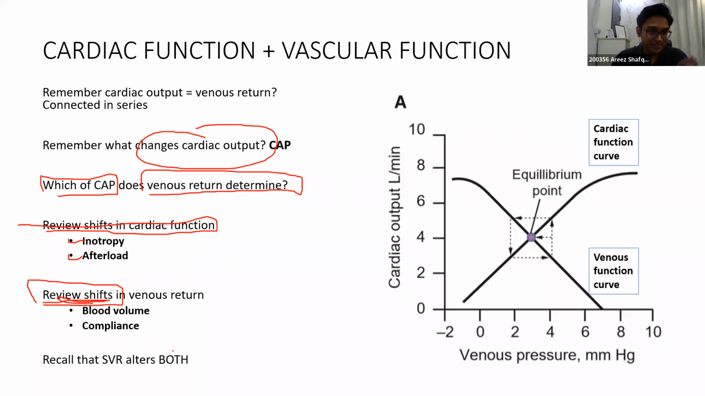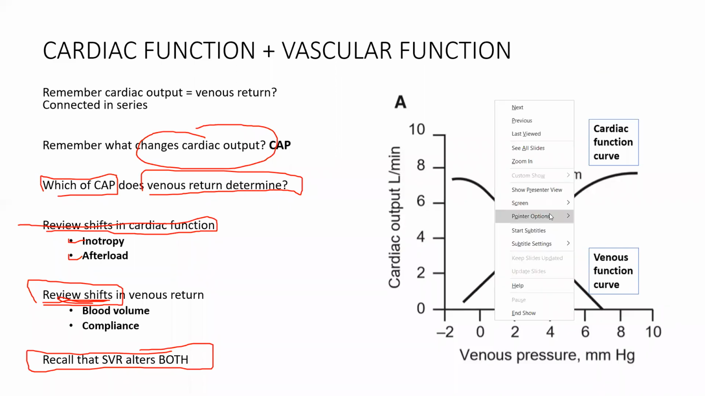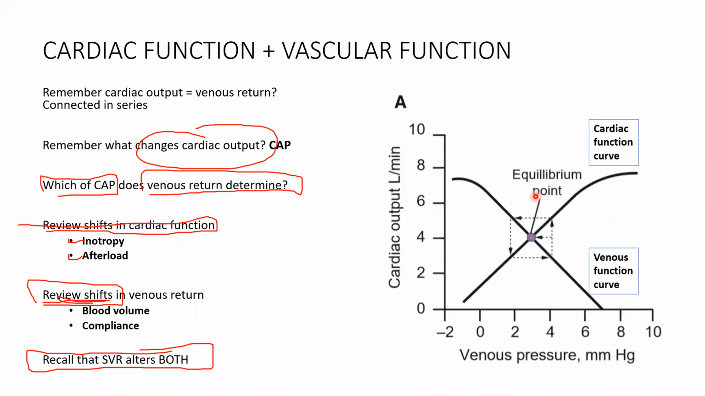Also remember, as we just had this discussion, systemic vascular resistance, changes in resistance, alter both. It alters the slope of the venous return curve and it shifts the cardiac function curve up and down. Okay. So I hope you're getting the hang of this now. Venous return is the PSF minus the right atrial pressure, right? Okay, so when we decrease compliance, we increase PSF, increasing the gradient, increasing preload. Okay, that makes sense. Makes sense?